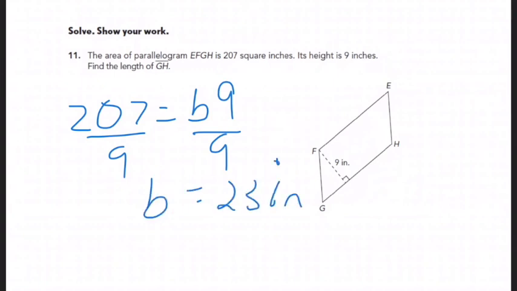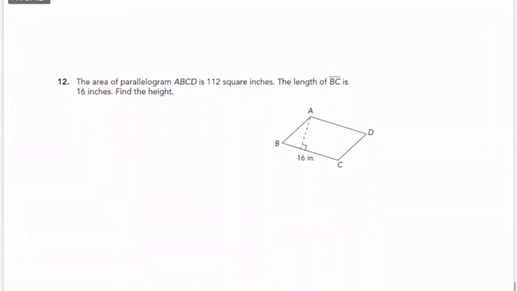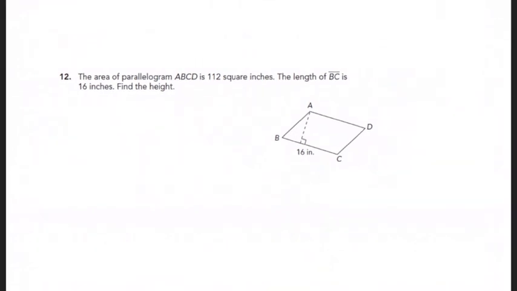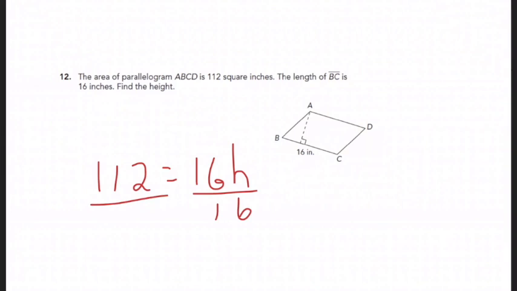All right, I think we might have one or two more. Yep, one more. Okay, so this one, you have to find the height. So go ahead and then hit pause and then hit play when you got it. Okay, so we have 112 is the area equals the base, which is 16. Height we don't know. So divide by 16, divide by 16, and just to double check, I got 7. So the height equals 7. Okay, that should do it.